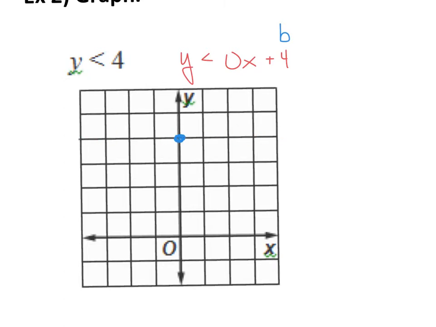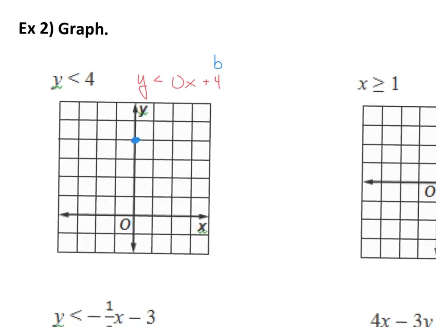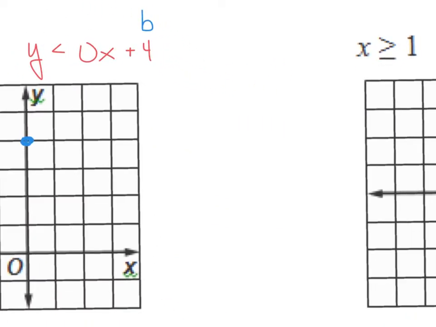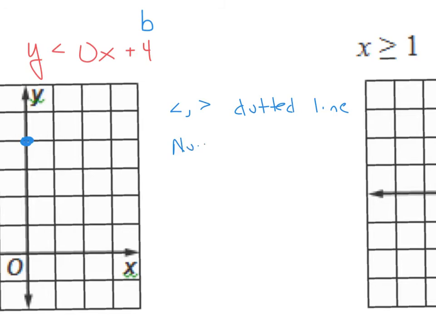Now here's what we've got to be careful with though. Just like when we were graphing these on a number line, open circles and closed circles were different things. So if you have less than or greater than, you're going to put a dotted line, and that means it is not part of the solution. So dotted line, not part of the solution, so there's your first point there.